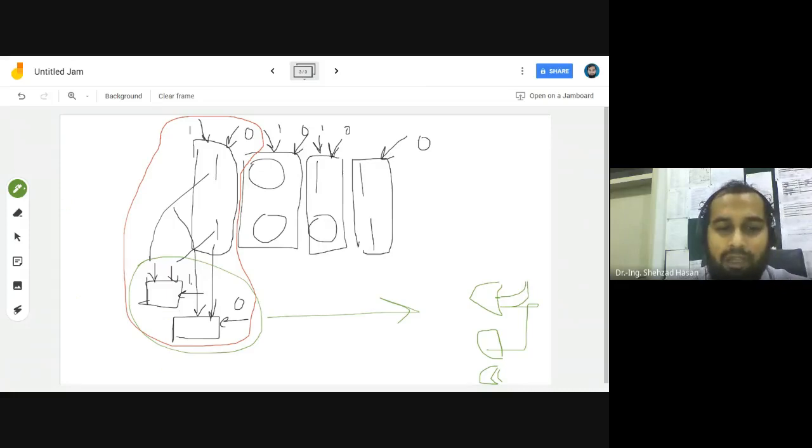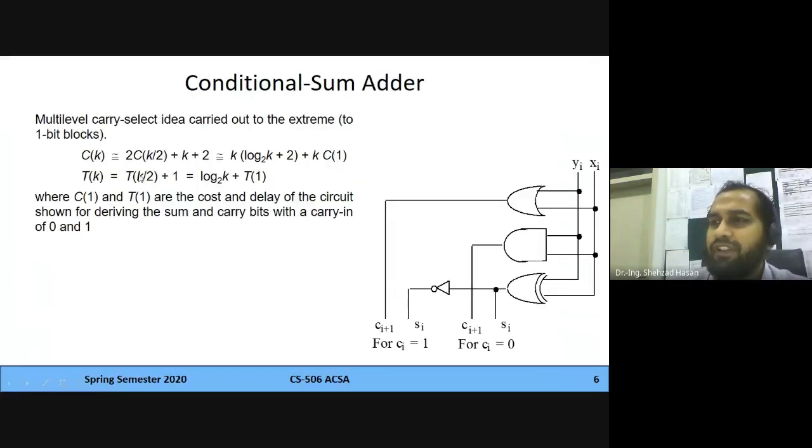So this is my point here, that if you do this, then the cost of the whole design would be approximately k times log 2 of k plus 2 plus k of c1, where c1 is the cost of this circuit here, right? In the book there is a derivation for that. It's an approximation. Obviously it gets a little complicated, so they have approximated it. So the time you can see here is the time of this circuit plus log 2 of k. So if k is 32, log 2 of k would be 5. Those are the 5 multiplexer levels.